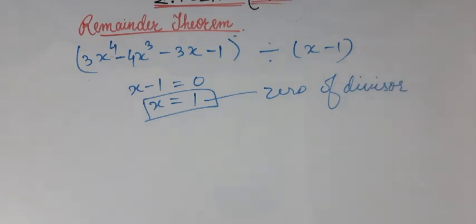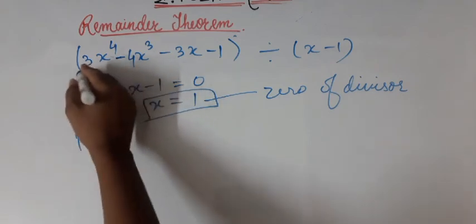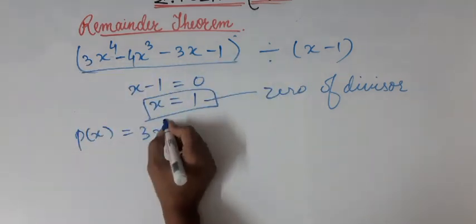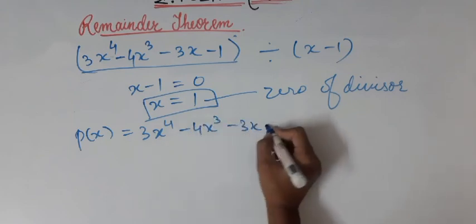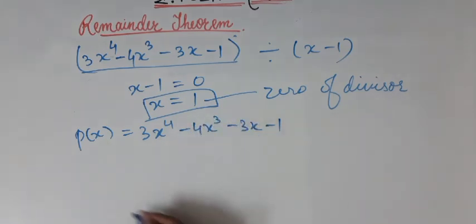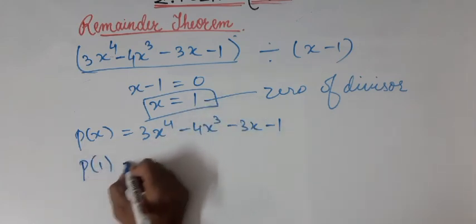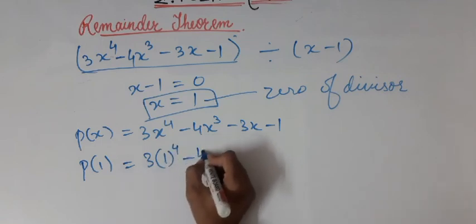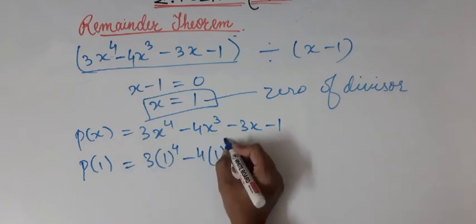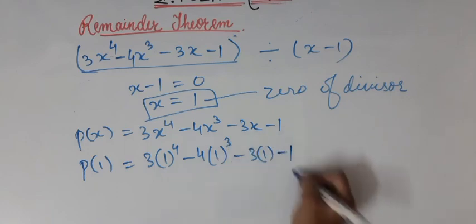Now put that in your dividend. What is your dividend? P of x, 3x raised to 4 minus 4x cube minus 3x minus 1. Now put that zero, you will get P of 1. Zero is 1, so you will get P of 1. 3 into x raised to 4, that is 1 raised to 4, minus 4 x raised to 3, so 1 raised to 3, minus 3 into x, that is 3 into 1, minus 1.